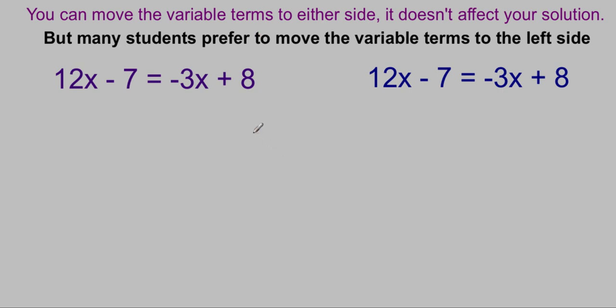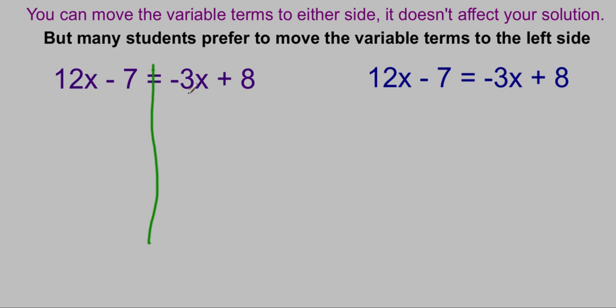This next one we're going to take a look at the same equation, but we're going to do it twice. Our note up here is you can move the variables to either side. It won't affect your solution, and we're going to see that here. But a lot of people are naturally inclined to having the variable over on the left-hand side, so they tend to always want to move it over there. But here's what it would look like if I wanted to move them all to the left-hand side.